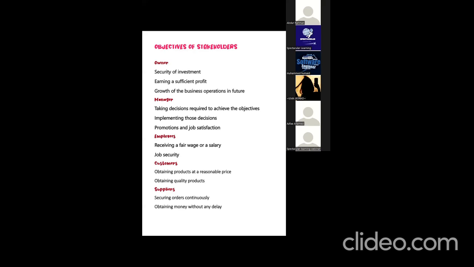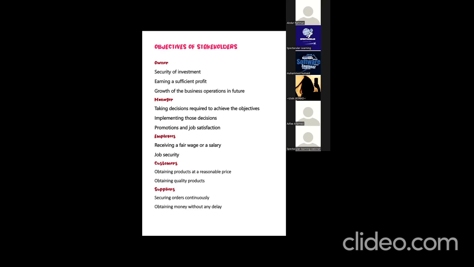Also, obtaining quality products. The product that you buy should be of good quality. Always when you go to a supermarket and try to buy something, you see the quality of it, the brand, how it is made. So the quality of the product is the objective of a customer.